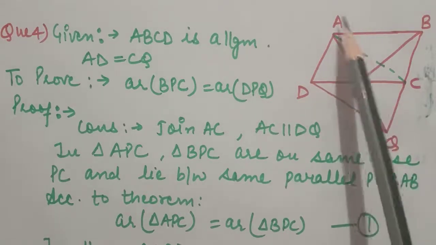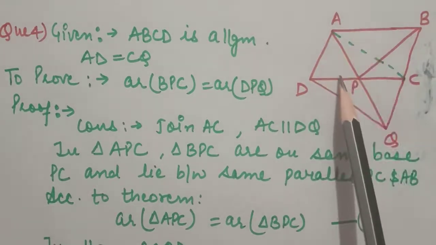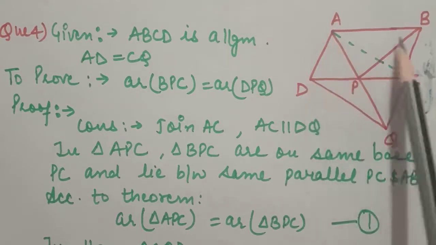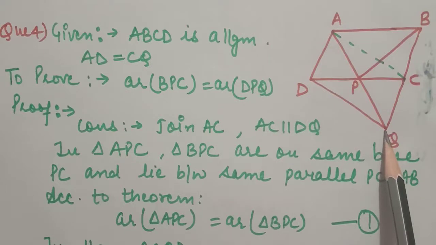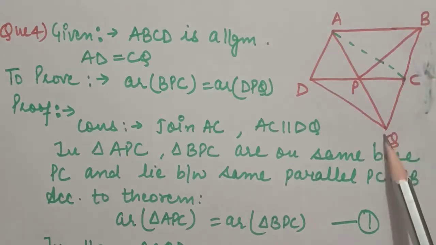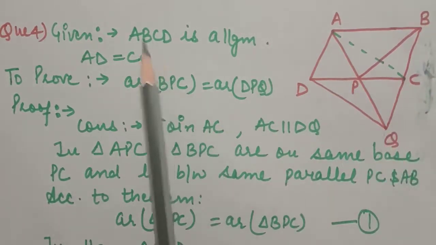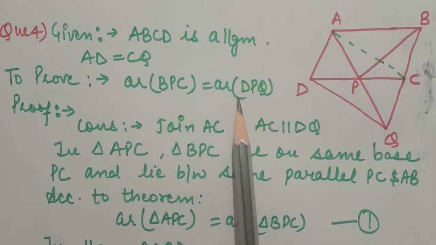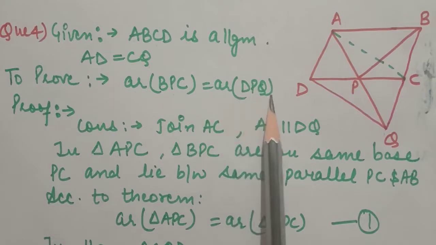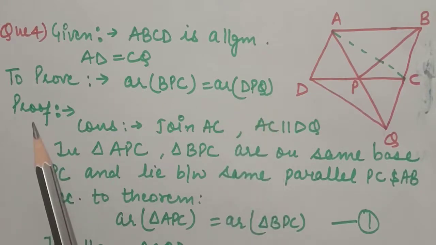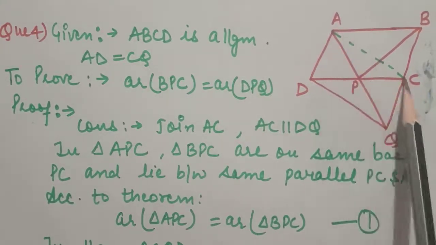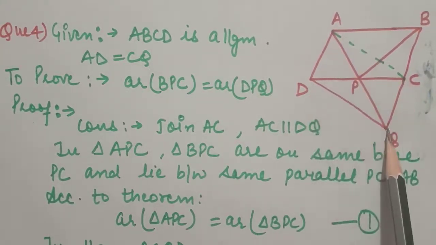In this diagram, ABCD is a parallelogram. It is given to us, and AD and CQ are equal to each other after producing BC. So students, what is given to us? ABCD is a parallelogram, AD is equal to CQ. We have to prove that area of triangle BPC is equal to area of triangle DPQ. So we will start our proof with a small construction. Join AC, like that. AC and DQ are parallel to each other.